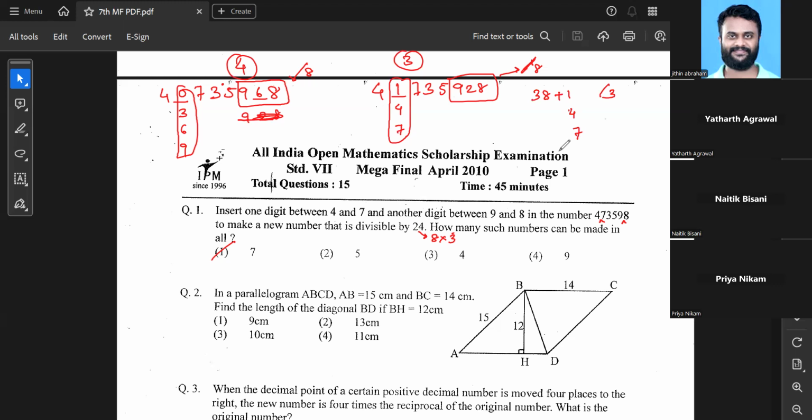Sir, but after that, how did you find that 7 came? Wait, Naitik, how can we get 7? Acha, total 7. Yes, sir. So with 6 over here, I got 4 possible values. With 2 over here, I got 3 possible values. 4 possible values plus 3 possible values, total 7 possible values. Hence, your answer is 7. Okay, sir.